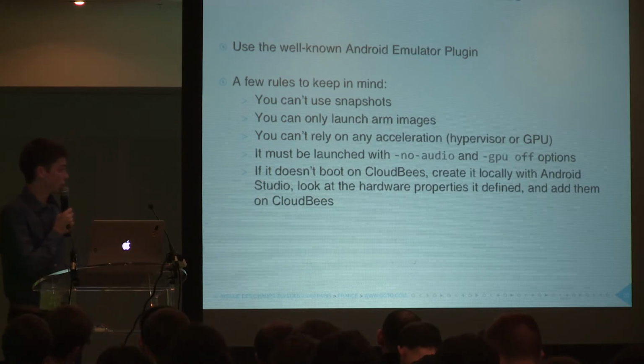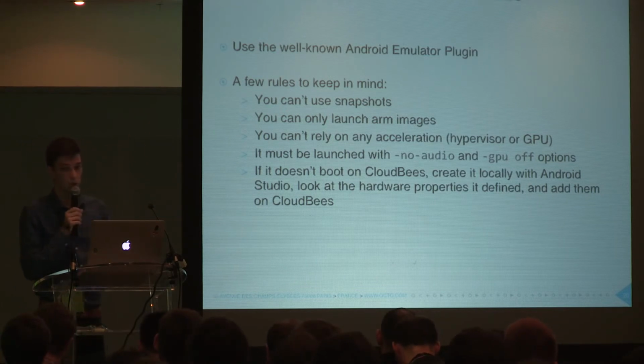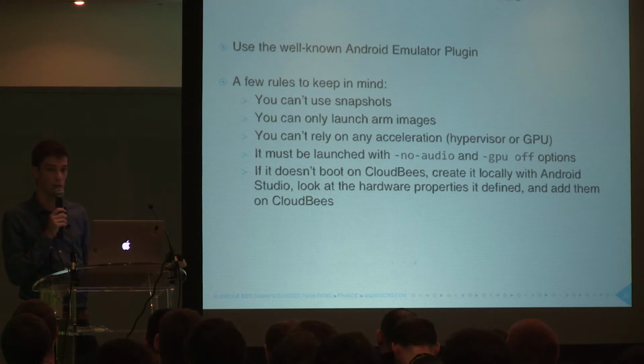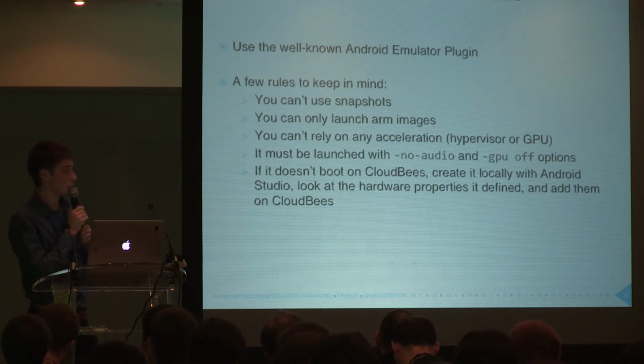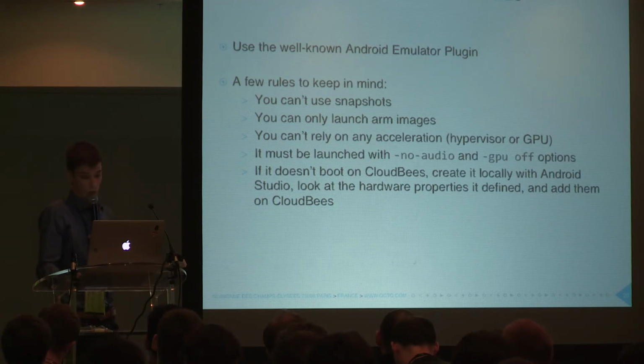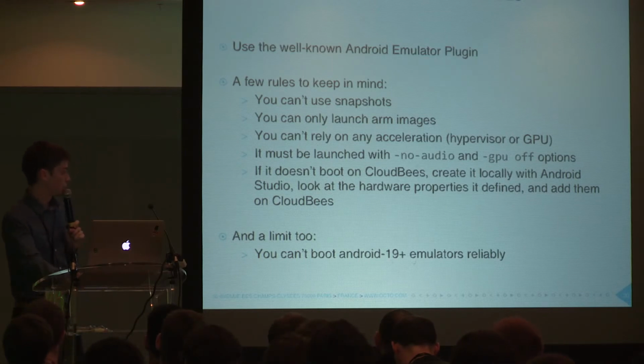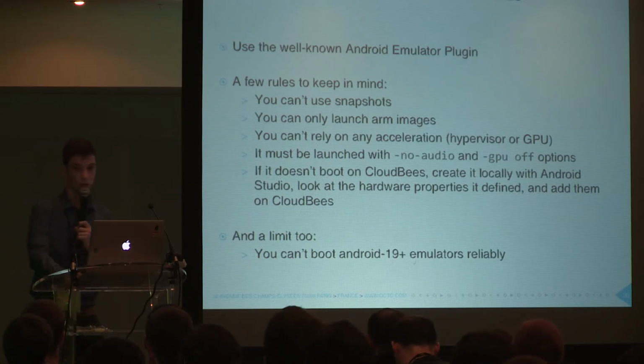And globally, the best way to use this Android emulator plugin on CloudBees or not is to just follow the Android Studio wizard where you create an AVD. Then you go check the properties file that was written, look for the special configuration options that are defined, and you define them in this Android emulator plugin, and you're good. There's a limit too that I've mentioned already. You will not be able to boot Android 19 plus emulators reliably. I'll go back to this later.